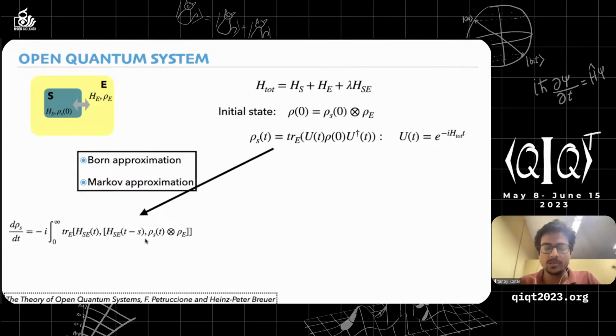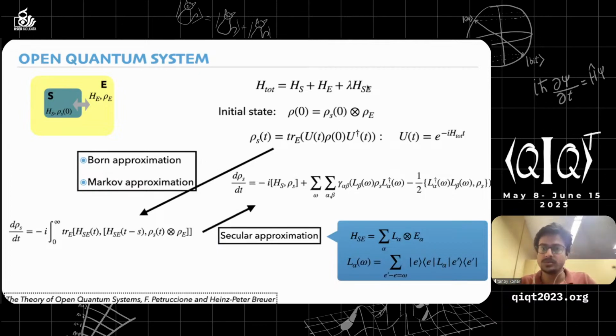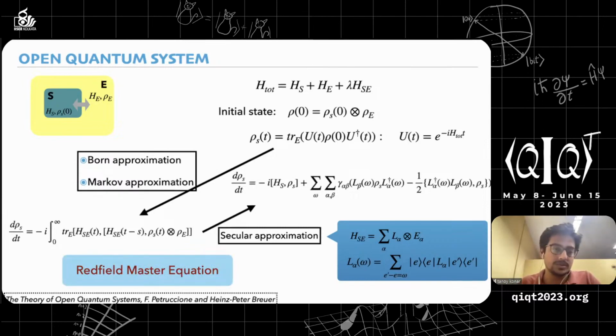And then we do the secular approximation. How do we do this? Suppose lambda HSE is given by this form, where L alpha and E alpha operate on the system and the environment parts. By the secular approximation, when we integrate, we throw away all the highly oscillatory terms, and then we end up with the usual Lindblad master equation form. This gamma omega depends on the environment part, and the operator L alpha omega is called the Lindblad operator or jump operator. E and E prime are eigenstates of the system Hamiltonian only, so this corresponds to a jump between system energy states E and E prime. This type of equation is called the Redfield master equation, and we use this equation.